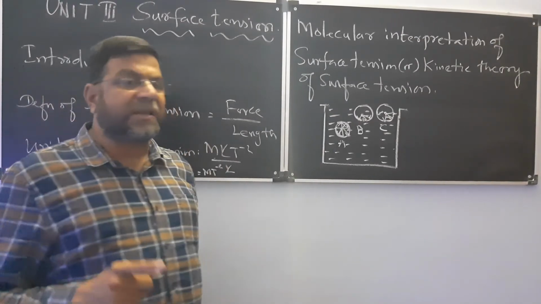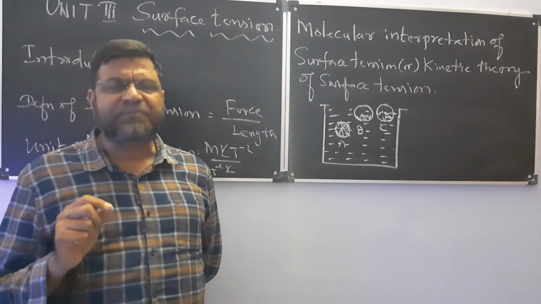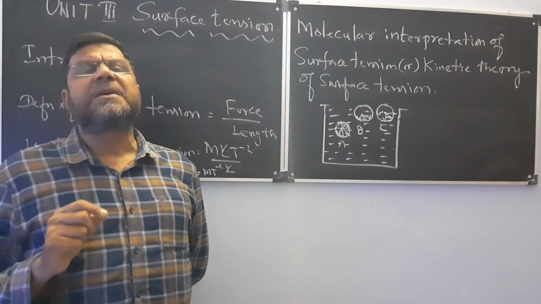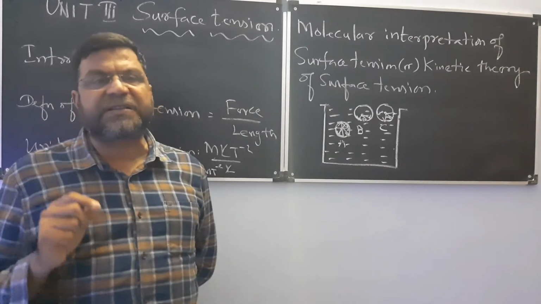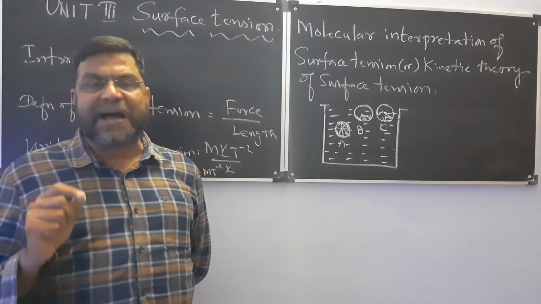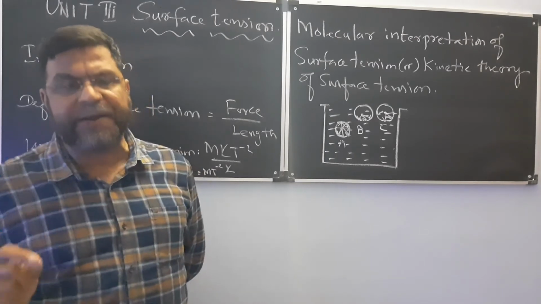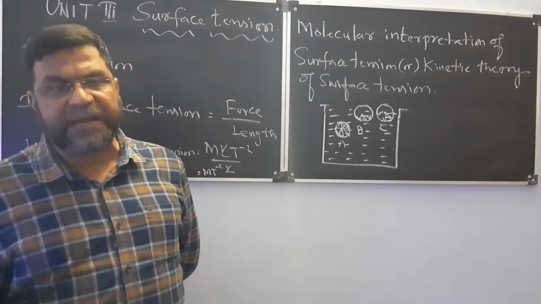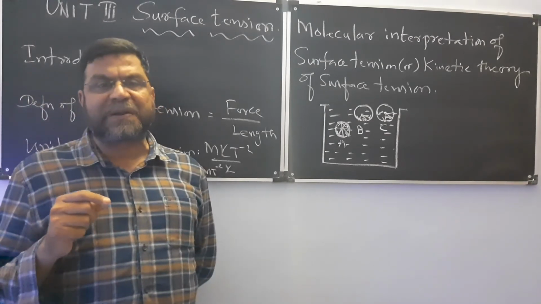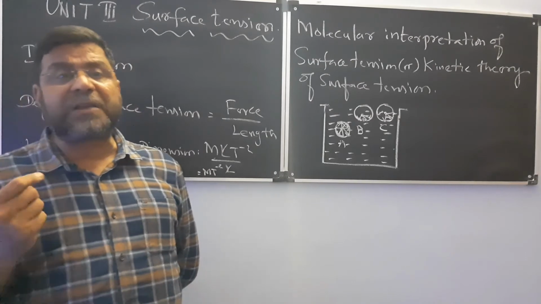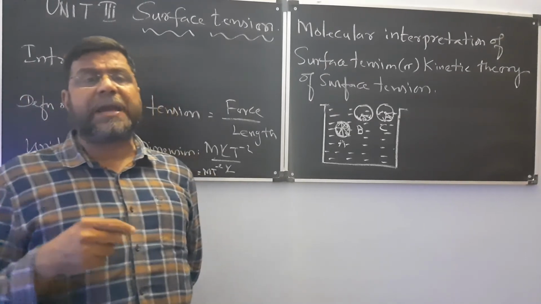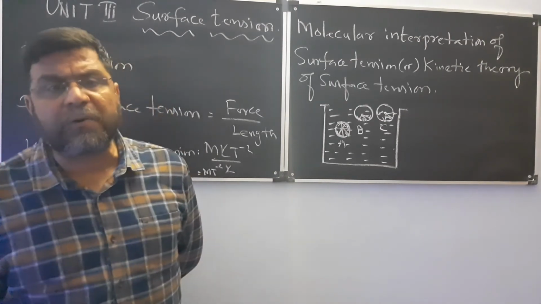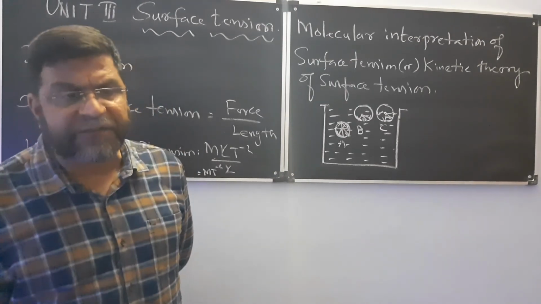When they ask this question, it will be for 5 marks: write the molecular interpretation of surface tension, or the kinetic theory of surface tension. The first point you have to write: let us take a glass beaker filled with the liquid. Second point, let us consider 3 molecules A, B, C. Third point, the molecule A is present well inside. Therefore, the resultant force acting on the molecule A is 0 because the upward force is equal to the downward force. So, no surface tensional effect is seen.